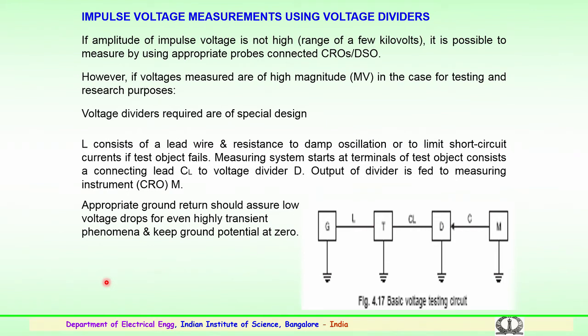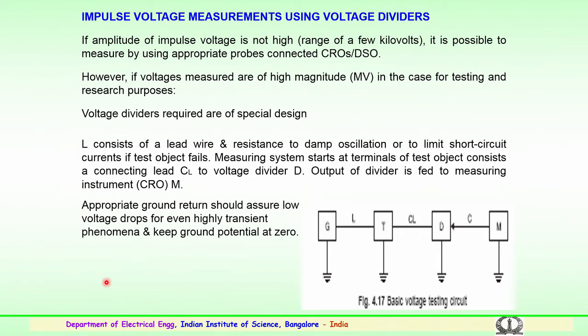Impulse voltage measurements using voltage dividers. In case the amplitude of the impulse voltage is not very high, in the range of a few kilovolts, it is possible to measure it using appropriate probes connected to a digital storage oscilloscope or a cathode ray oscilloscope. Probes are available where a few kilovolts can be measured; nowadays probes of 25 to 30 kilovolts are available, for measurements of AC and DC.